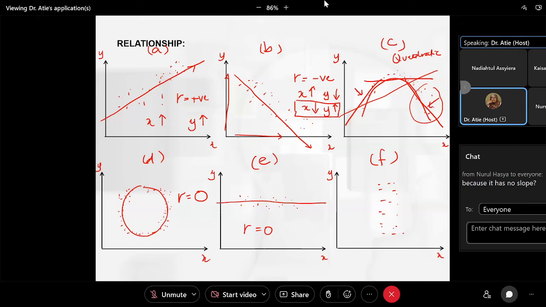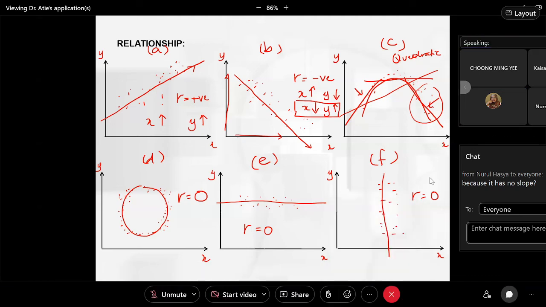Okay, how about F? Anyone? Mingyi, what do you think, Mingyi? Yes, doctor. How about F? What do you think? I think no relationship. Why? Because it is a vertical line and there is no slope. Yes, correct. So this one also, the relationship is zero. There is no relationship. Okay, is everybody okay? So let's continue with the next one.